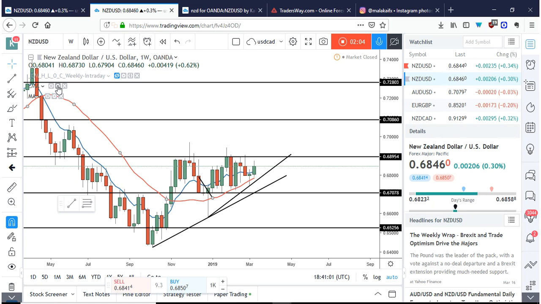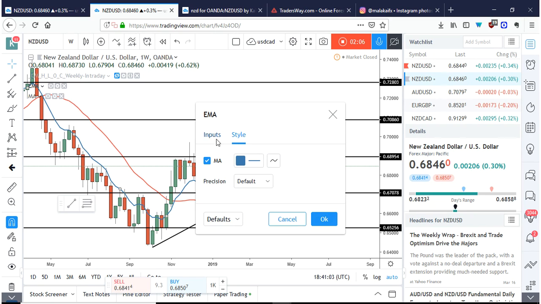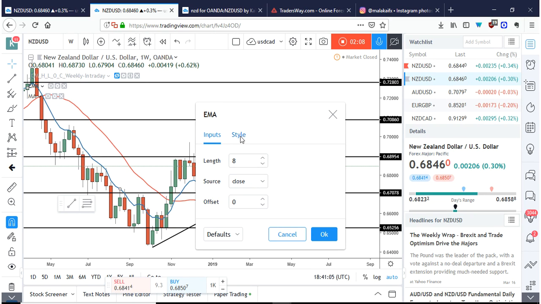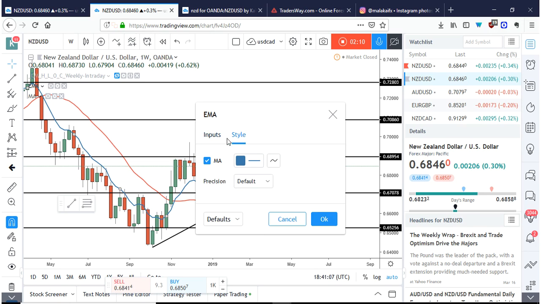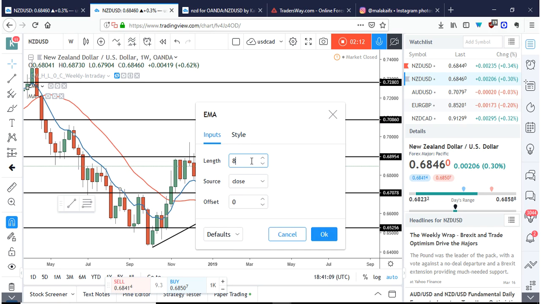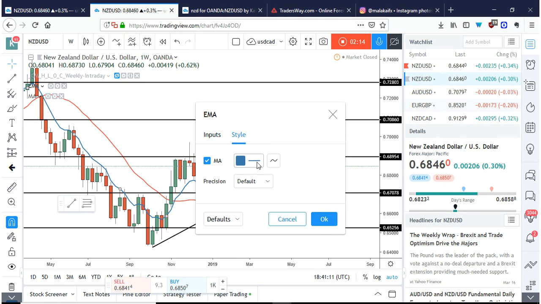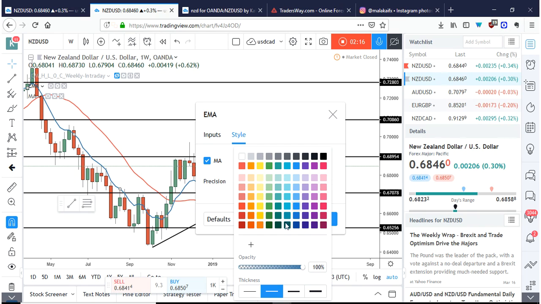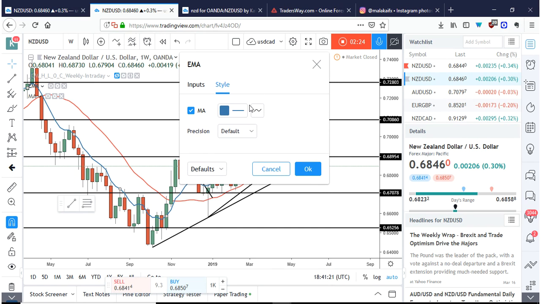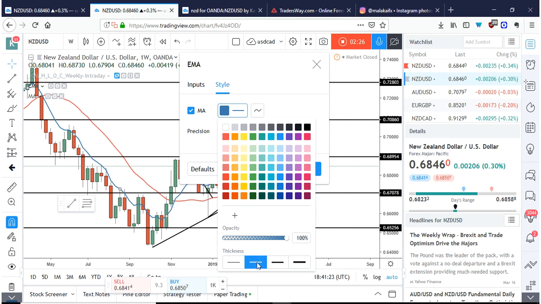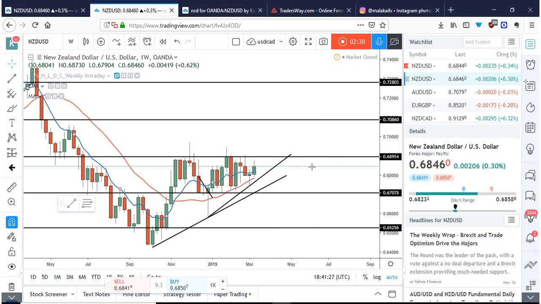And then you're going to go to the other EMA, and the EMA is 8. You want to do the same as well. So change this to 8. Go to style, change it to blue on here. Change thickness to this one. And then it should say at the bottom, OK. So let's move this up a bit. Click on that thickness, click out of it, and press OK. Now you've got your moving averages.